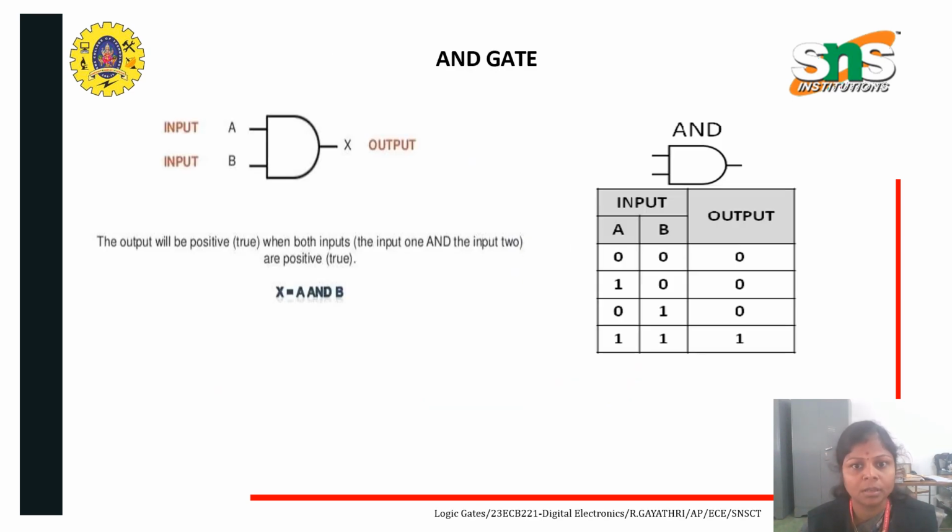And coming to basic logic gates, the AND gate performs the AND multiplication operation. The output of the AND gate will be 1 when both inputs are true. In the case that the inputs A and B are 1, the output will be 1. Else the output will be 0 in all the cases.